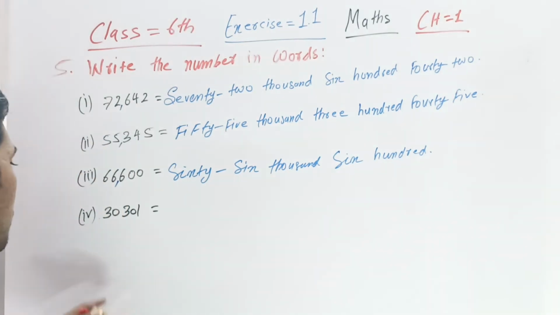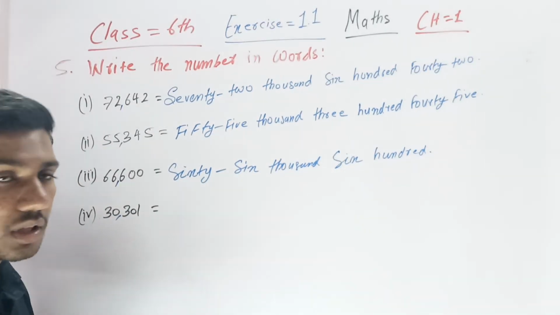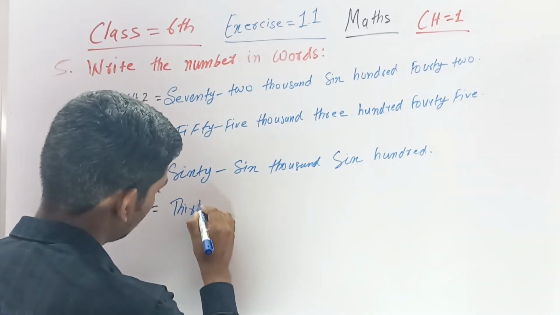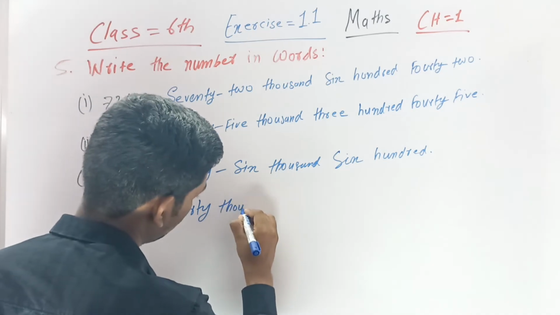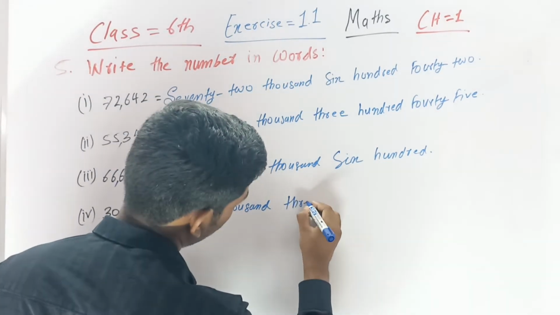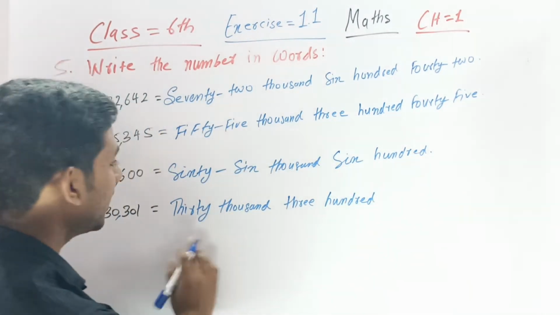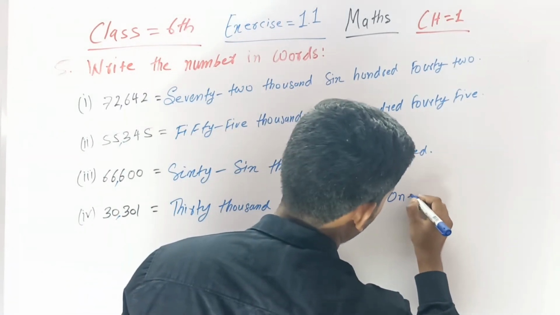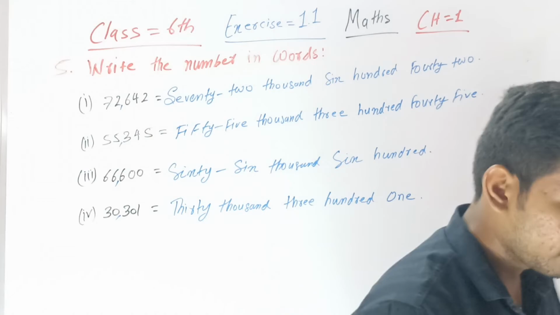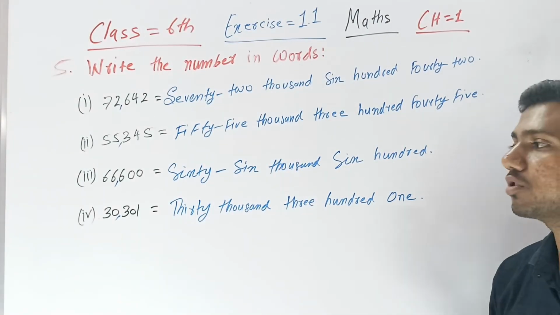All right, so now if you see here, this fourth one, it's ones, tens, 100, 1000, 10,000. It's a 30,301. Okay, we have to write 30,300. 301. Okay, so if you want to write, okay. So this our fifth point, fifth bit, write the number in words, is also completed.